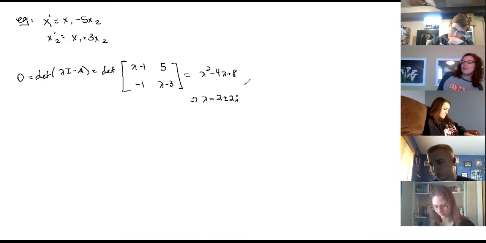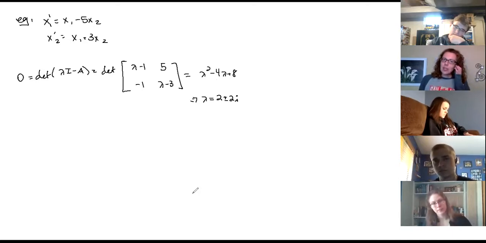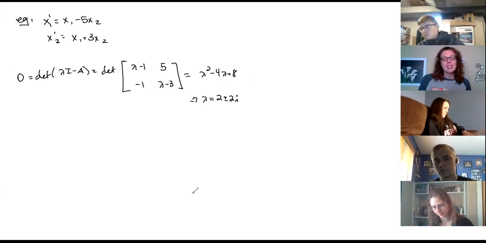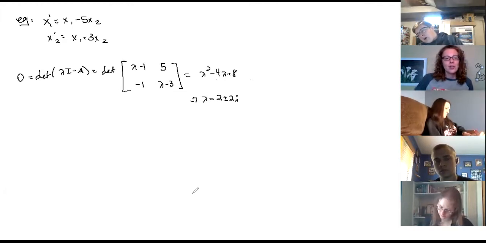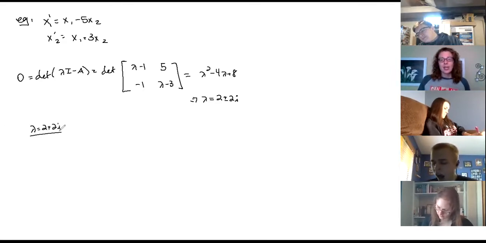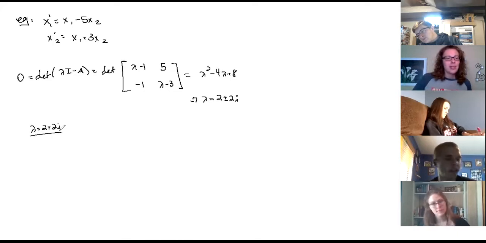Double check your quadratic formula. You can see what we're going to get there. We can either use 2 plus 2i or 2 minus 2i. Doesn't matter. Either one's fine. I was going to go ahead and use lambda equals 2 plus 2i. If you want to use the minus, you absolutely can. But introducing more minuses into this process introduces more of a propensity to mess up. So I like using the plus.